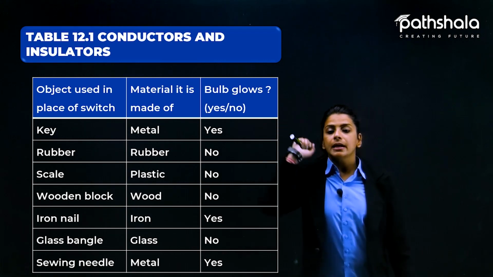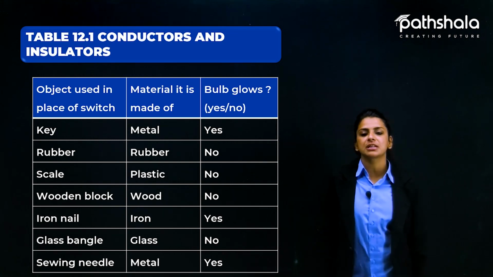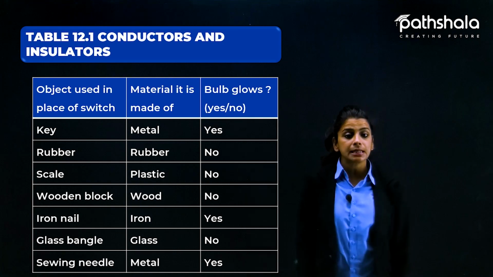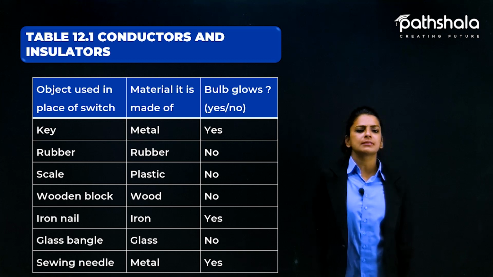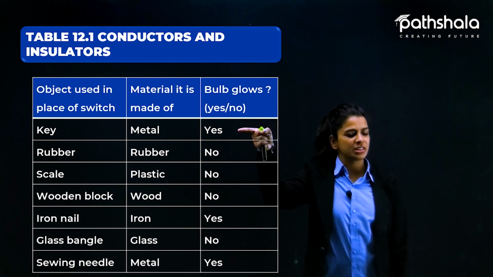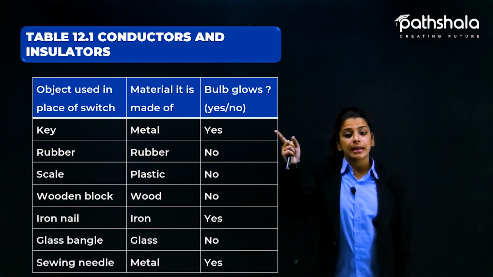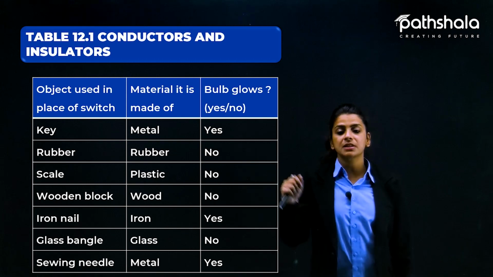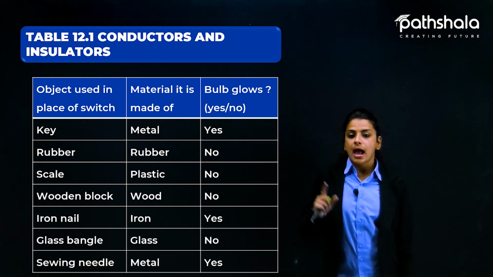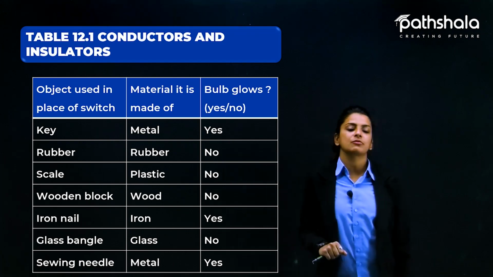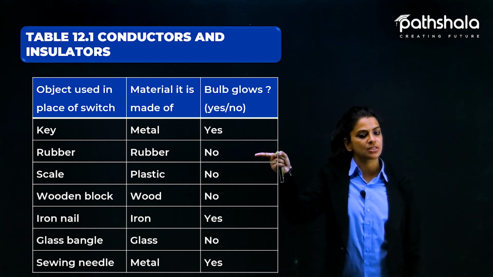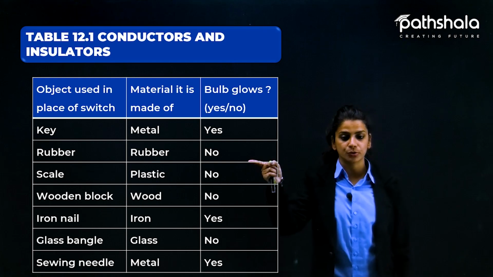So yes, now the first example we have taken is of key. And key is made up of metal, as you can see. So here you can see the observation that the bulb glows. Here the bulb is glowing. In the second one, we have taken the example of rubber. And it is made up of obviously the material rubber. And in this case, we have observed that bulb does not glow. Here we have written also.